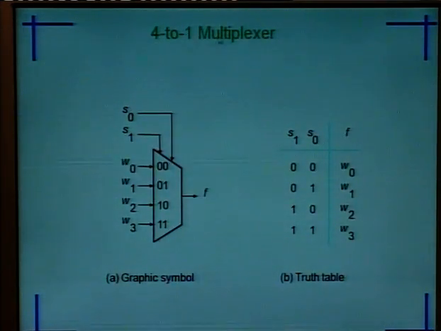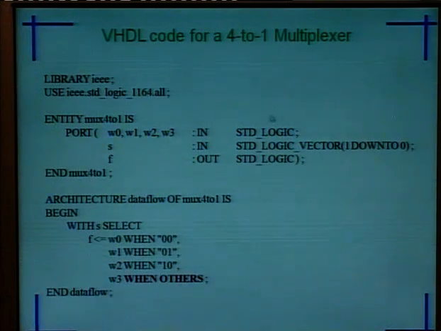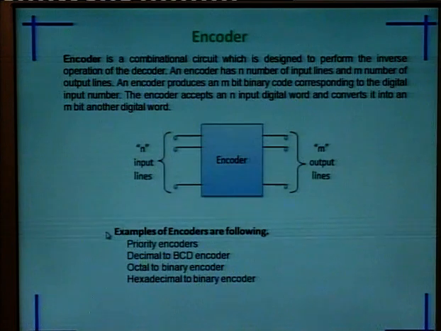Next is the 4 to 1 multiplexer. In the 4 to 1 multiplexer we have 4 inputs, 1 output with 2 select lines, and accordingly we have a table here, and this table we have to implement with the help of VHDL. Here again same thing: when 0 0, the output function F will be W0, when 0 1 then W1, and similarly the other functions.